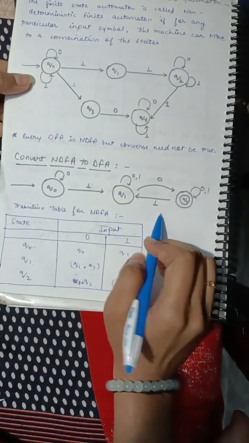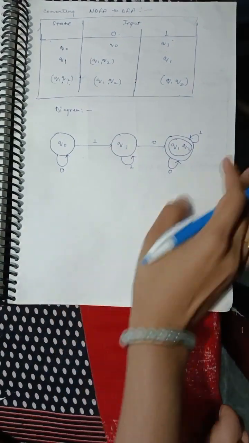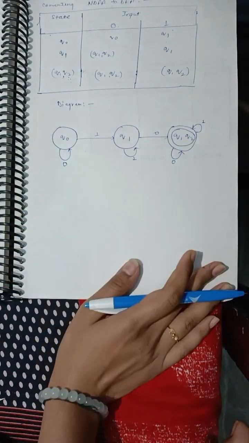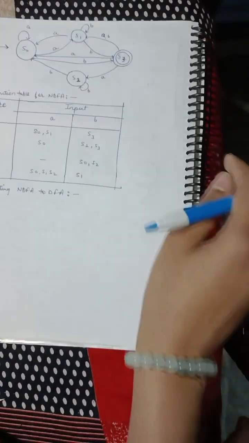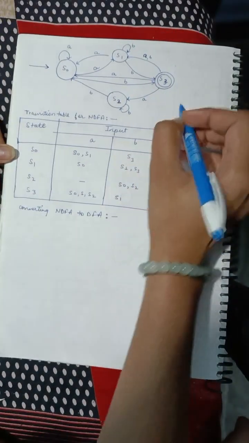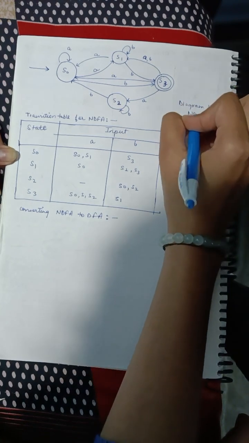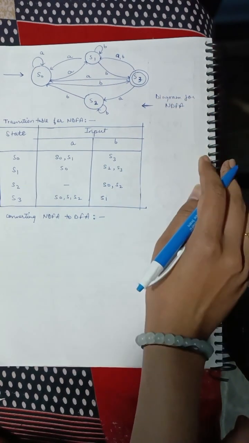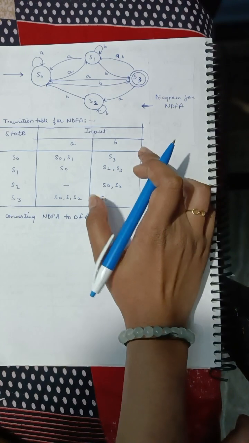We have converted this NDFA diagram into a DFA diagram, and from the transition table to the deterministic finite state automata or DFA table, it is like this. Next we will study another example: suppose this is the diagram given for an NDFA, and the table for this NDFA is this.